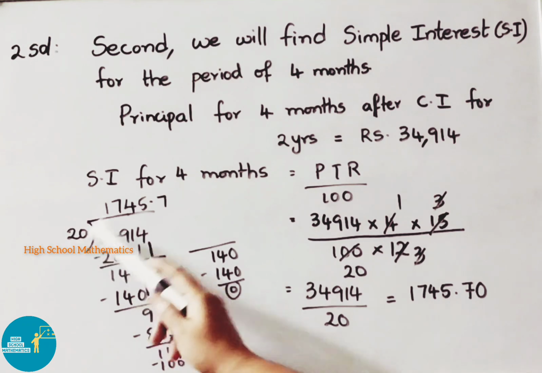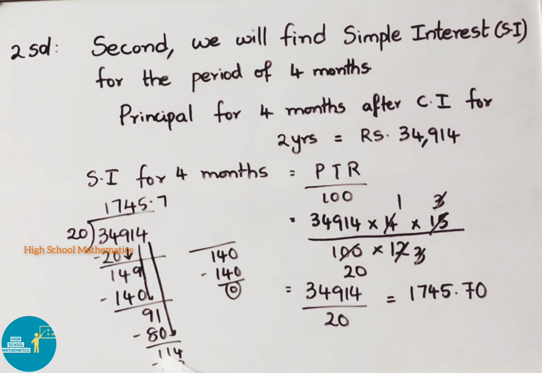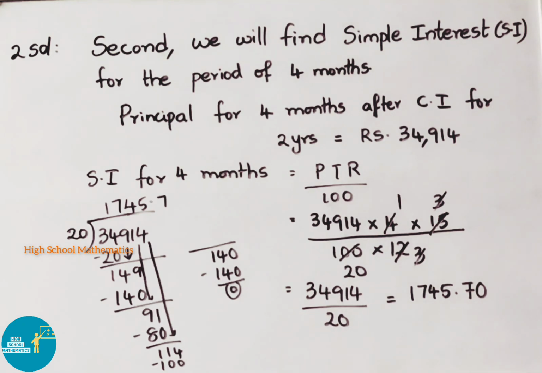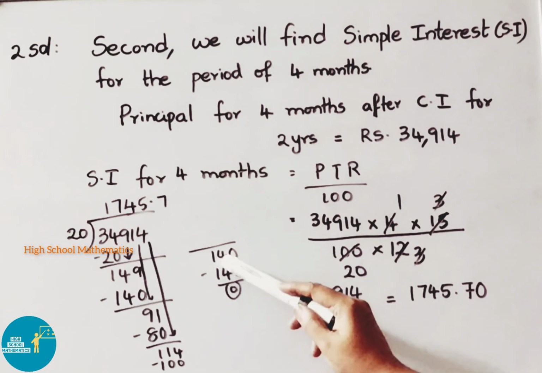So 20 times 4 is 80. On subtracting we get 11. Now bring down another digit. Now the number is 114. Now 20 times 5 is 100. On subtracting we get 14.